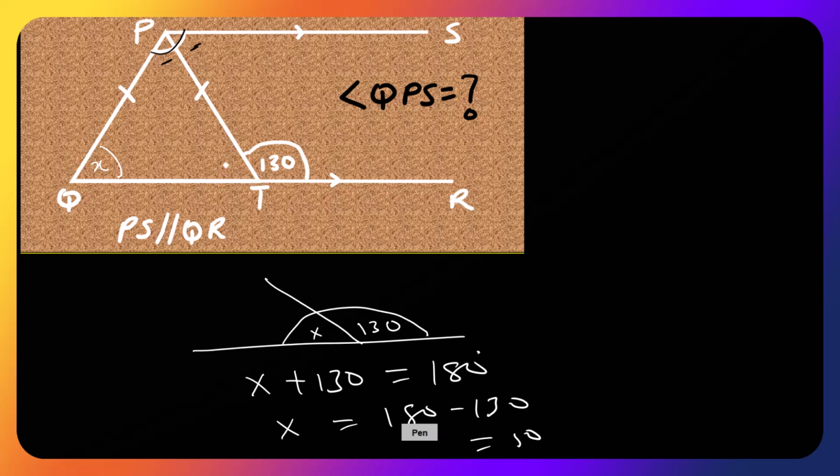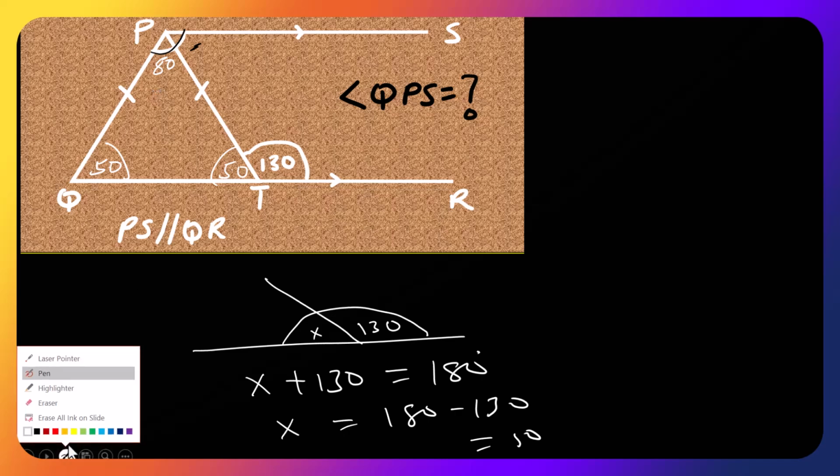And once this side is 50, this side will be 50 because they are the same. So we have 50, 50. And if this side is 50 and this side is 50, remember this side, this side and this side will give us 180. So 50 plus 50 is 100, and this side will be 80. Okay.